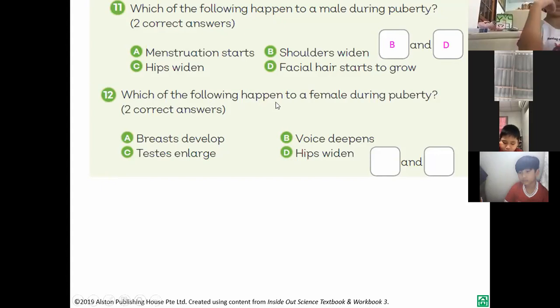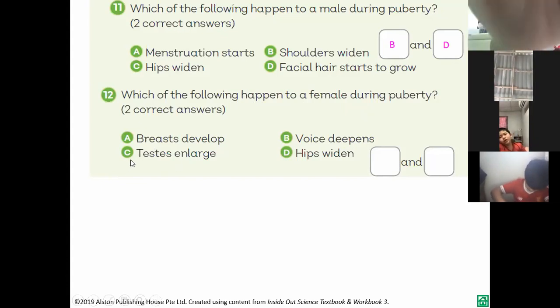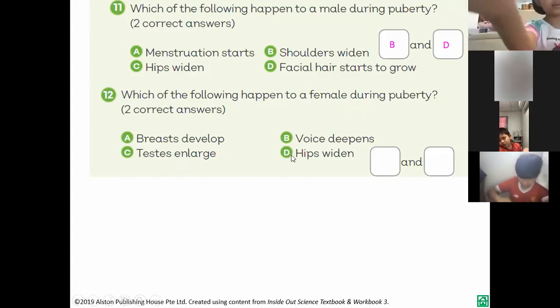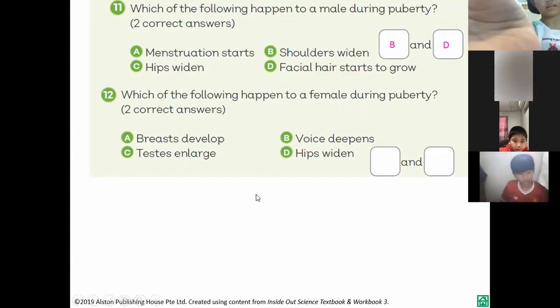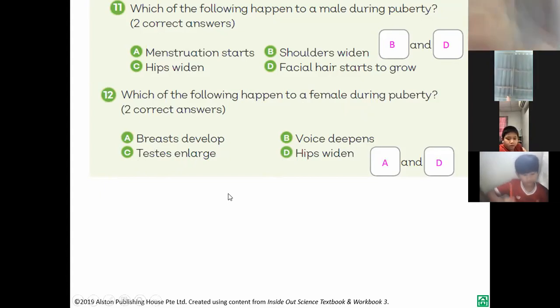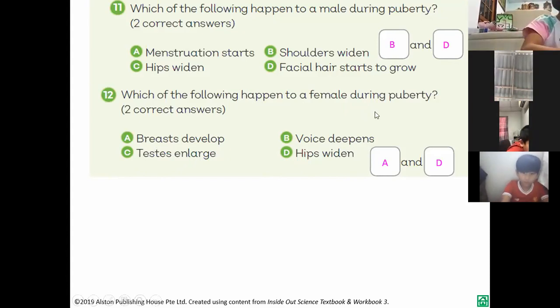Which of the following happened to a female during puberty? So we are talking about girls. What are the changes? Letter A, breasts develop. Letter B, voice deepens. Letter C, testes enlarge. D, hips widen. What's the answer? A and D. Very good. A, breasts develop, and D, hips widen. So you write the correct answer.